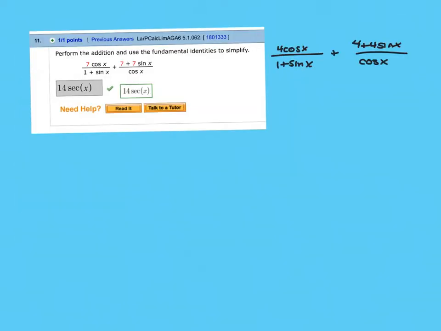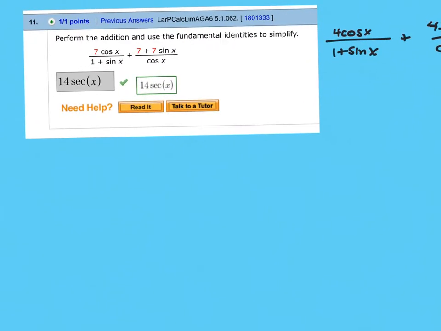Okay, this is 11. So the numbers in red changed depending on who it is, but the process is exactly the same. So this is 7 cosine of x over 1 plus sine of x plus 7 plus 7 sine of x over cosine. Two different functions, two different fractions. So I need to give them a like denominator. So I'm going to multiply this one times cosine of x and this one times 1 plus sine of x.